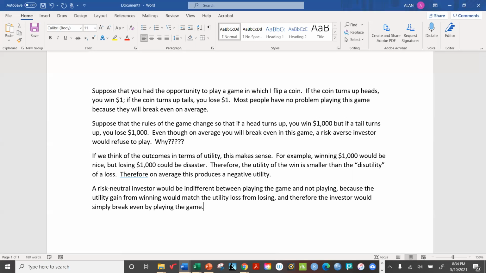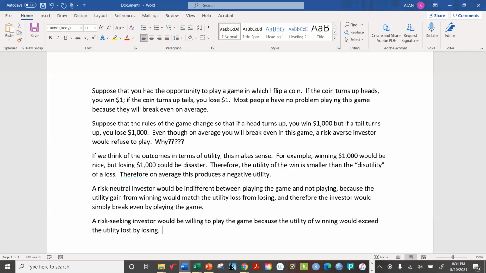And then, of course, we have the risk-seeking investor, who would be willing to play the game because the utility of winning would exceed the utility lost by losing. Therefore, on average, this investor would come out ahead by playing the game.